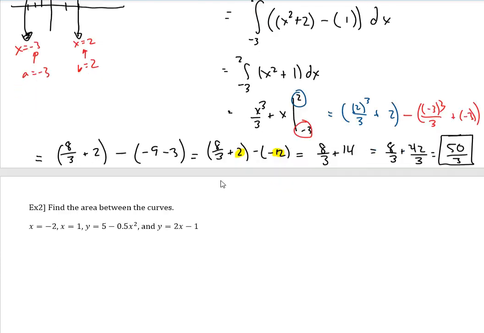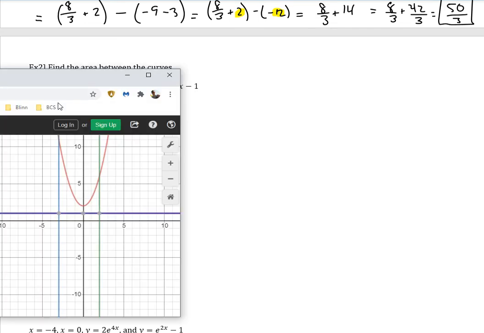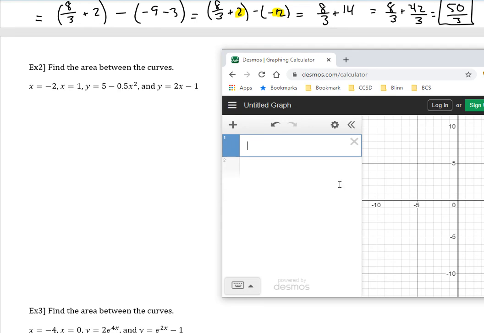All right, but let's find out. Let's do one other here in this video. So let's find the area between the curves. Again, these are polynomials, and so it might be best just to sketch it right away. I'm going to use the Desmos calculator. Okay, so let me exit those, and we'll plug those in.